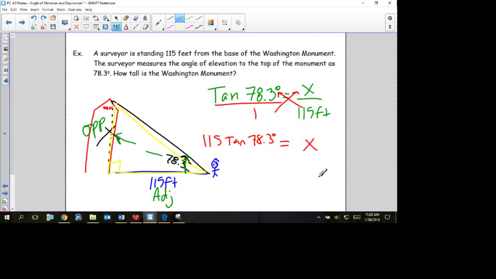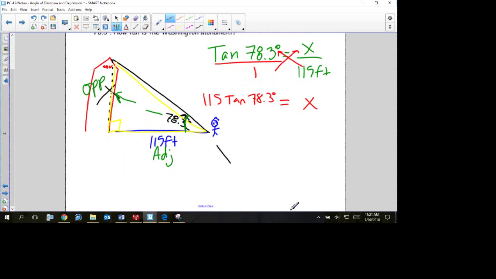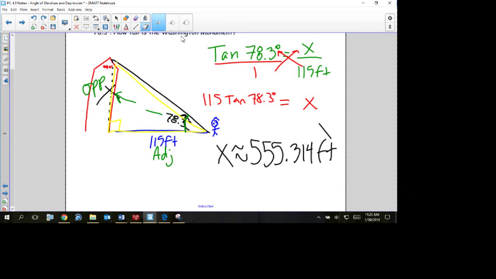What mode does the calculator need to be in if we're typing in degrees? Degree. Make sure your mode is degree mode. If you typed it in correctly and you're in the correct mode, you get that the Washington Monument is approximately 555.314 feet. That's your information. Look it up.